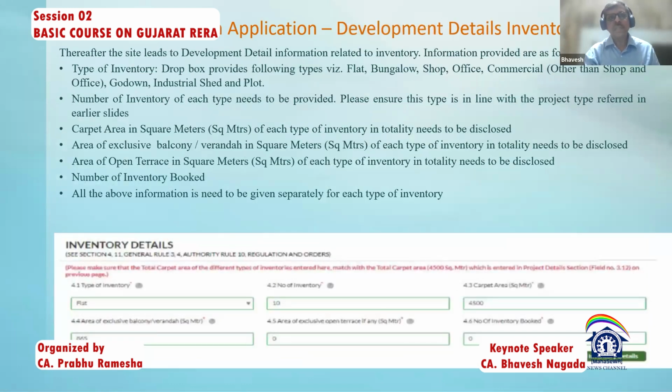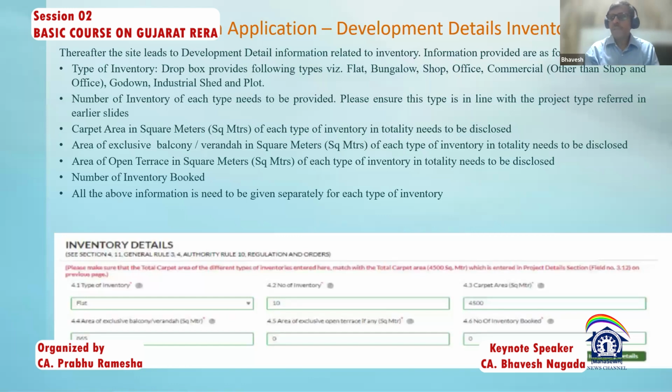Once this is done, this was the current criteria which is complied, the first phase of the registration. Once this is done, we move to the second module, that is the development detail. Development detail starts with the inventory. Now here the inventories are identified into categories: flat, bungalow, shop, office, commercial other than shop and offices, godown, industrial shed, and plot. These are the categories in which it has been identified.